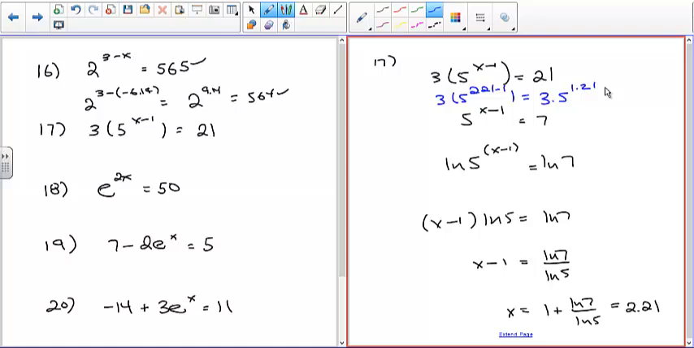Oh, something was wrong. What did I do wrong here? Oh, I know what I did. I just put it wrong in my calculator. So 3 times 5 raised to the 1.21 power, and I get 21. So 3 times 5 to the 1.21 equals 21.0. So these are equal to each other, so I've checked it out. I check my solution.